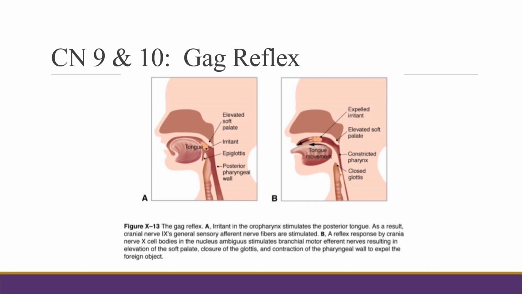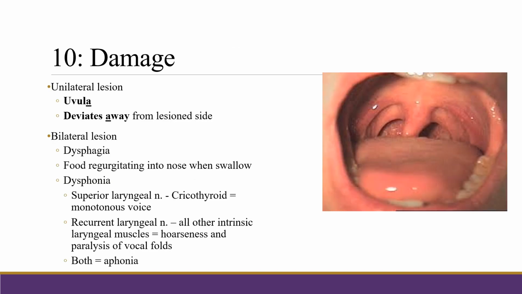Cranial nerve 9 and 10, you want to remember those when it comes to the gag reflex. So 9 is going to be more of an afferent concept there. Think of that bitter back 9. And then 10 is going to be more for the motility of it. Cranial nerve 10 damage, so your boards are going to ask you a question like this. So unilateral lesion, uvula deviates away, A for A there. So uvula deviates away from the lesion.